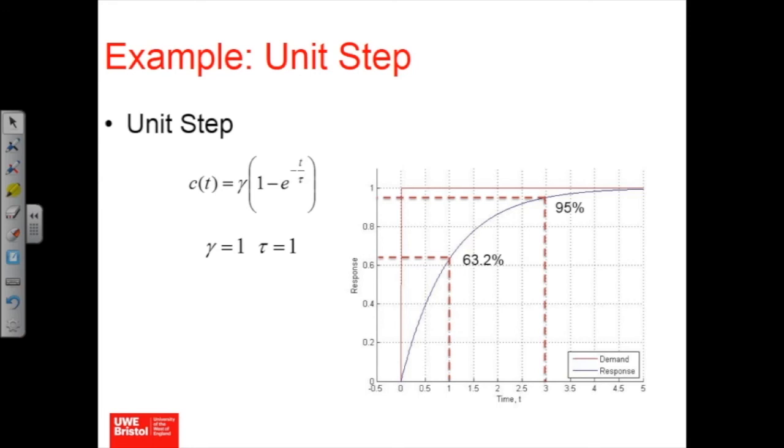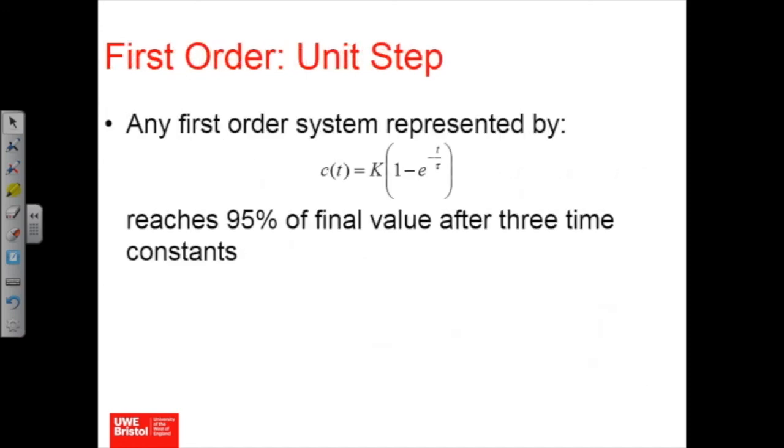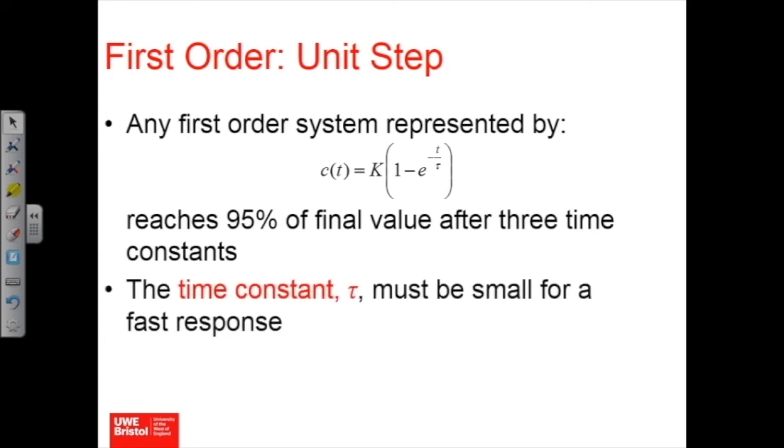So we need to think of other ways of defining what this graph is telling us. We need to come up with some words to describe it. It reaches 95% of the final value after 3 time constants. So the time constant has got to be small for a fast response.